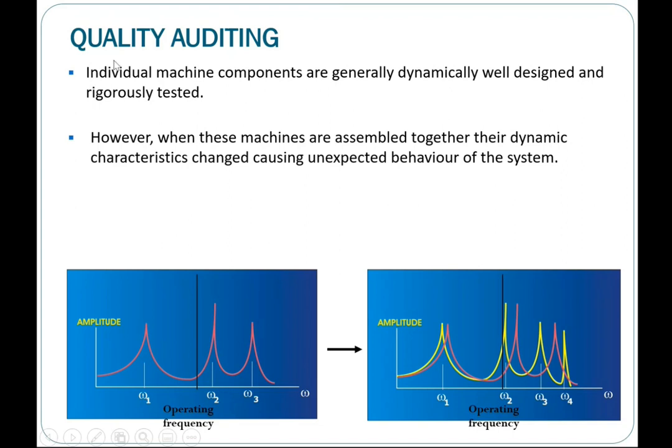So that is the purpose of quality auditing. With this DDV, we want to ensure that every rotating machinery, when assembled and sitting on its own skid or support, has a good dynamic design. Here it refers to the resonance behavior of that particular rotating machine being good. No resonance issues.